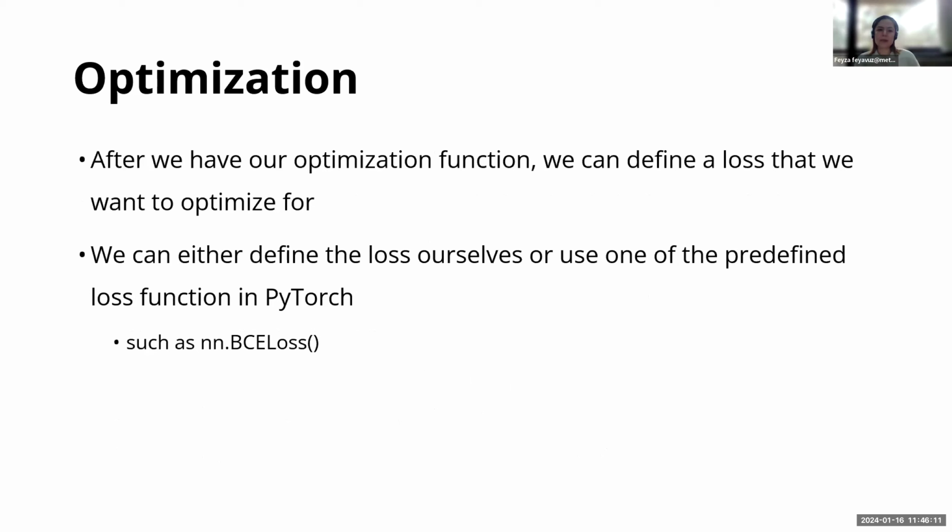performance. So after we have our optimization function, we can actually define the loss to see what we want to optimize for. We can either define the loss ourselves or use one of the predefined functions in PyTorch, which is binary classification, maybe softmax loss, etc. And you can define your own loss functions according to your own problem.